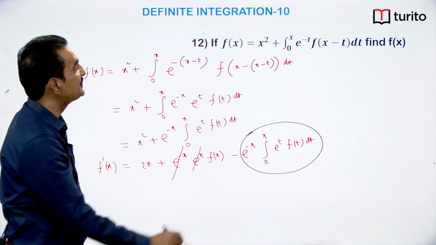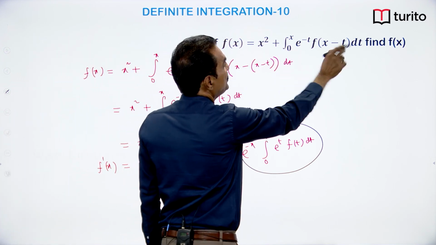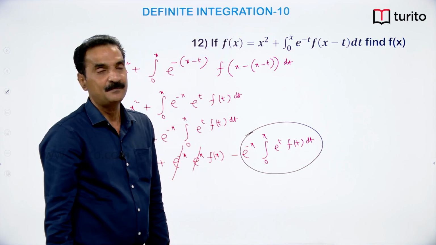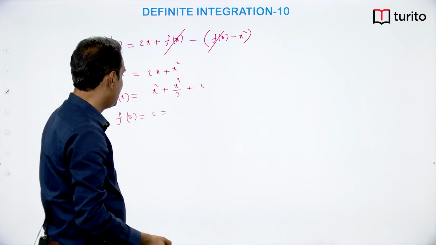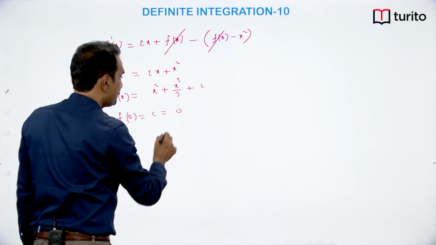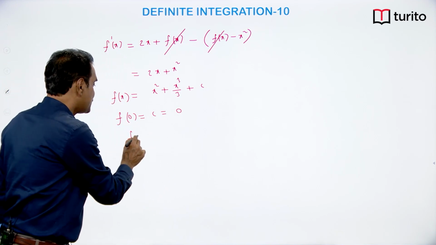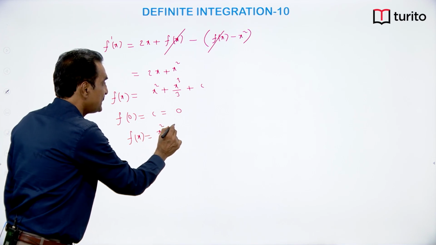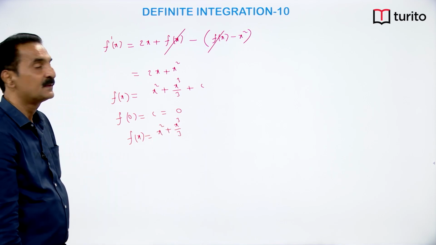What is f of 0? See this, 0 plus integral 0 to 0, that function. Integral 0 to 0, anything is 0. If this is 0 square, 0. So f of 0 is 0. Therefore c is equal to 0. Therefore the function is f of x is equal to x square plus x cube by 3. Okay.